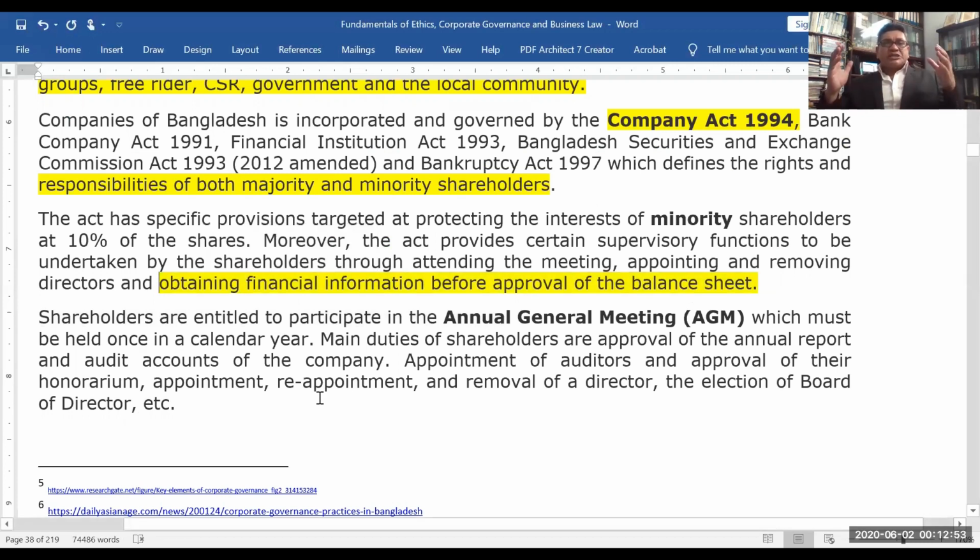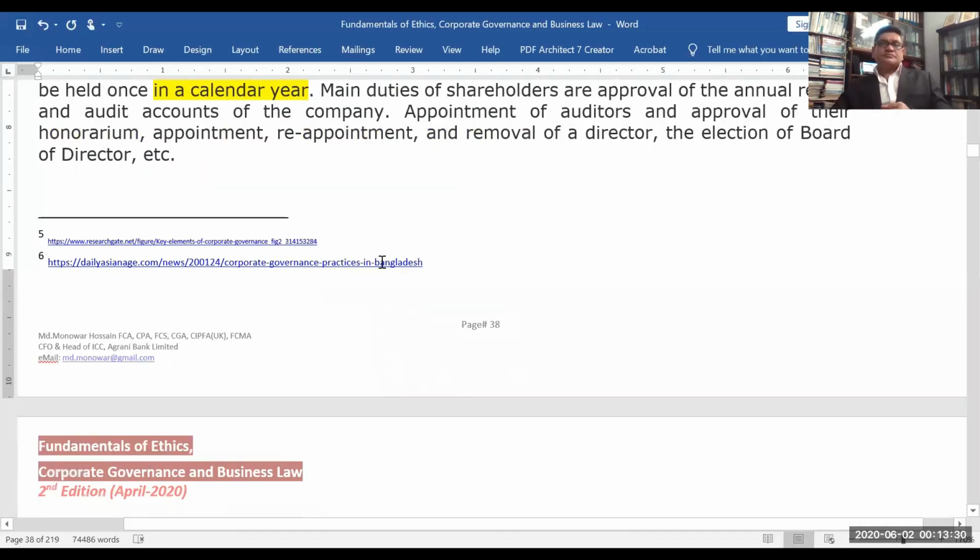And shareholders are entitled to participate in the annual general meeting, which must be held once in a calendar year. We know, as per the Companies Act, a general meeting must be held in a year, and the main duties of shareholders are approval of the annual report and audited accounts of the company, appointment of the auditors and fixing of their honorarium, appointment, reappointment and removal of the directors, and election of the board of directors, etc.